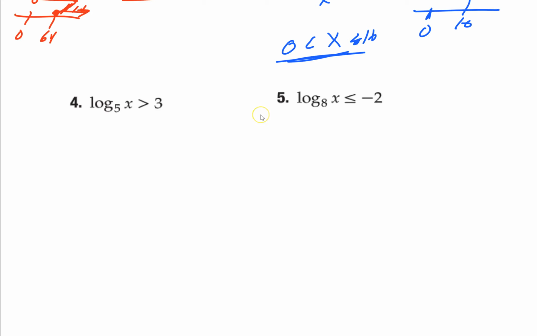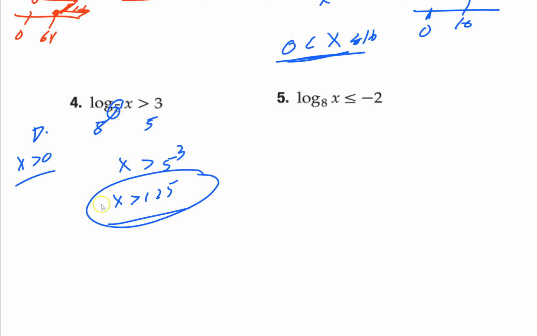So we'll do one of these. Let's do both, I guess. Let's find my domain first. x is greater than 0. So easy. Let's actually solve it. Here's your base. Take 5 to both sides. So x is greater than 5 to the third, so x is greater than 125. So x is greater than 0 and 125. It's only going to be this one, because that one's greater than both of them.